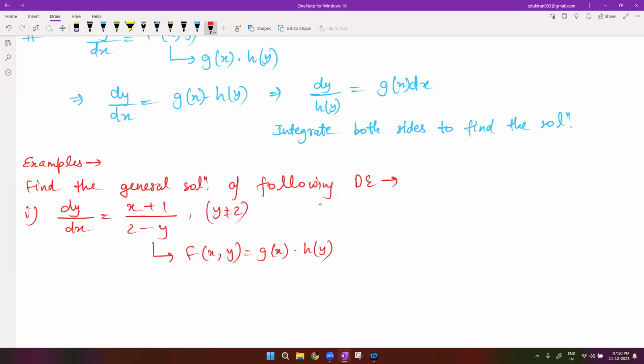So are we able to separate this? (x plus 1) upon (2 minus y). Bilkul. This is just x plus 1 and this is just 2 minus y. There is no involvement of x and y together. I can write this function as g(x) will be x plus 1, and h(y) will be 1 upon 2 minus y. So it means that we can definitely separate x and y.